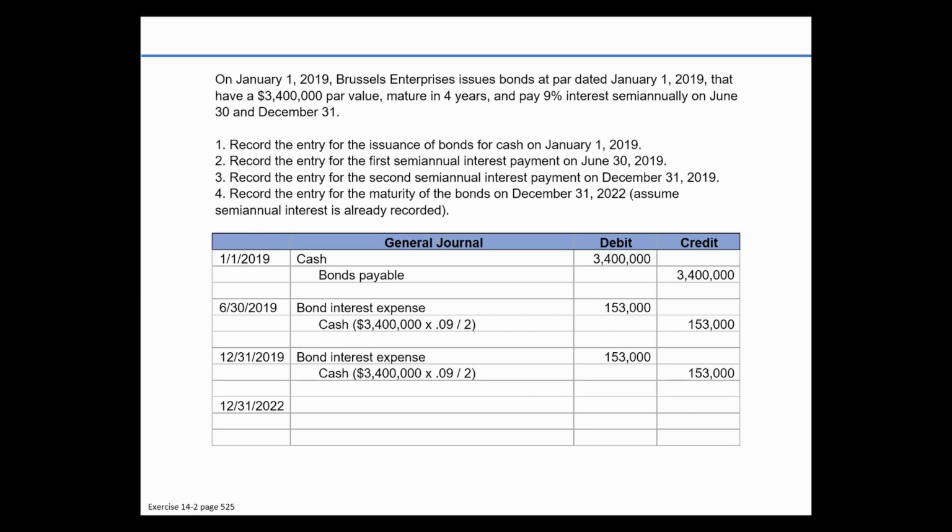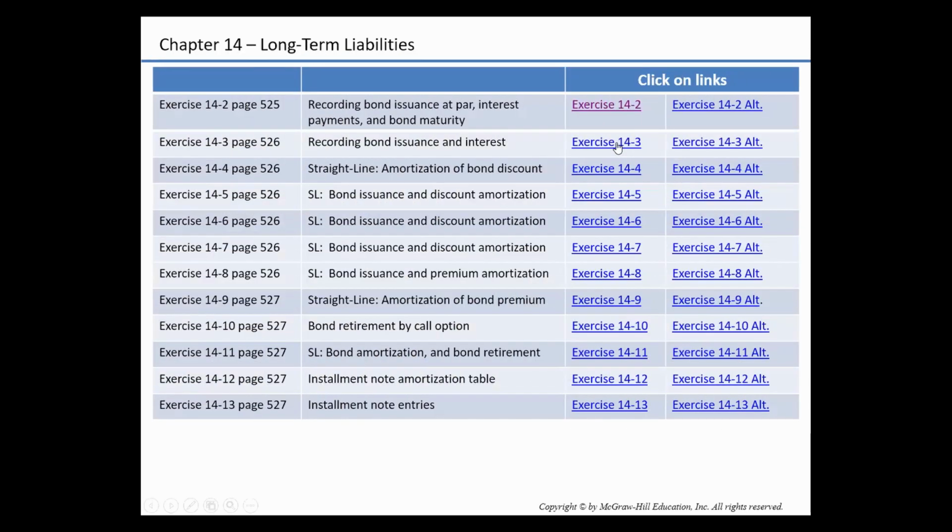And then finally, to record the payment of the actual bond at maturity. In this case, it would be paying the principal of the bond, which is the $3.4 million. We would record a debit this time to bonds payable for $3,400,000, and then we would record a credit to cash for $3,400,000.